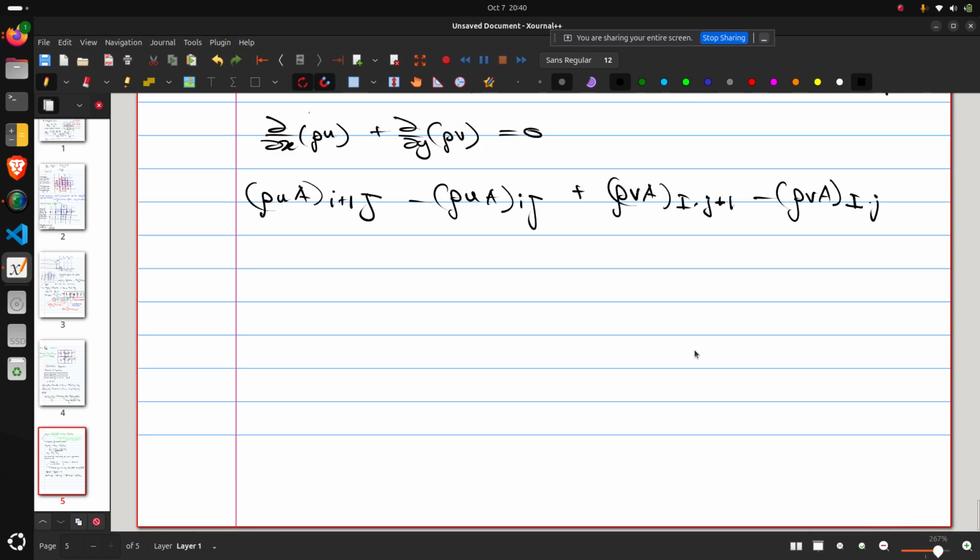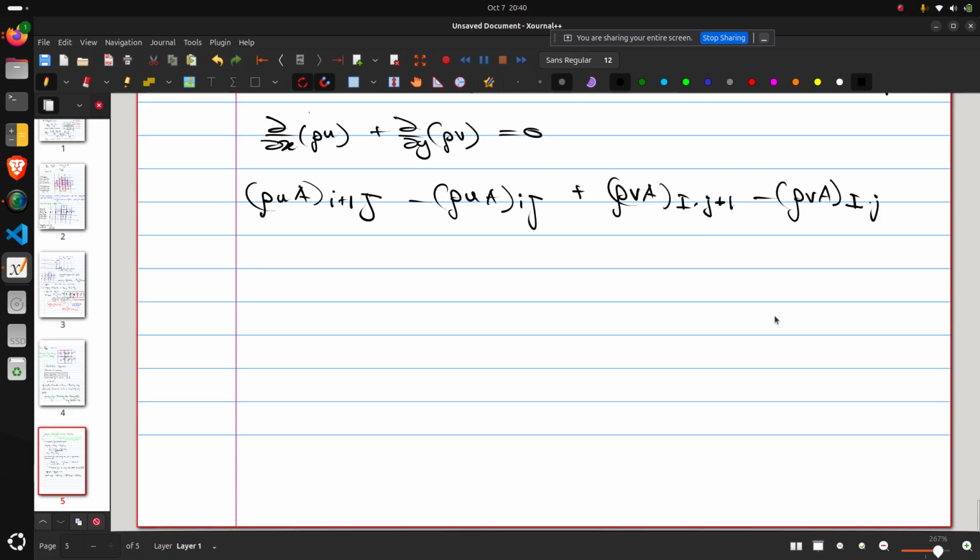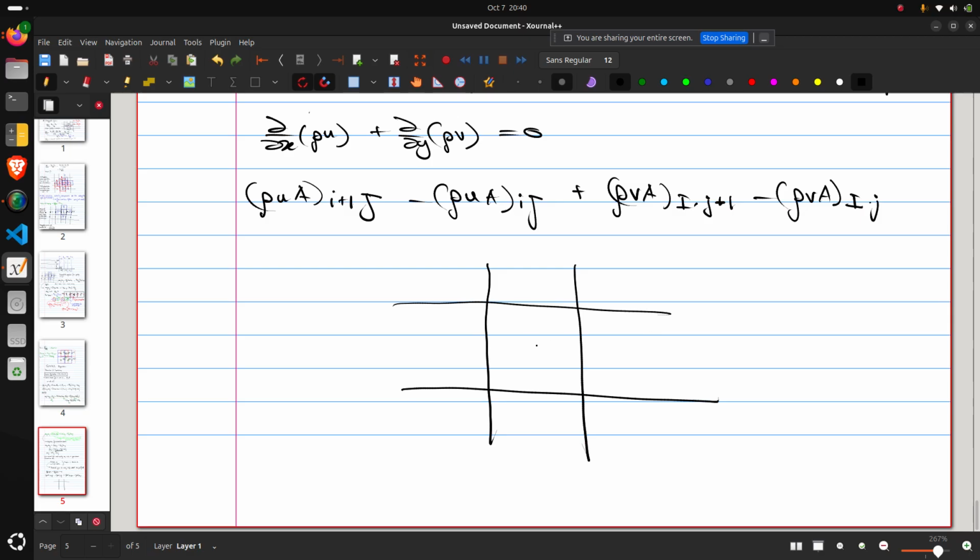now you might be confused why it is like this, right? If you look closely, the index notations have changed. This is because we solve the continuity equation in the original cell centers, which is capital I capital J. This will be small i capital J. This will be small i plus 1 capital J. Similarly, this one will be capital I small j plus 1, and this will be capital I small j. Okay, this part is clear, right?